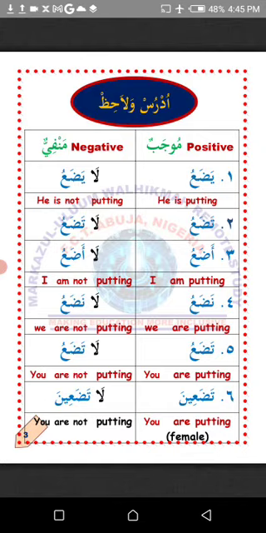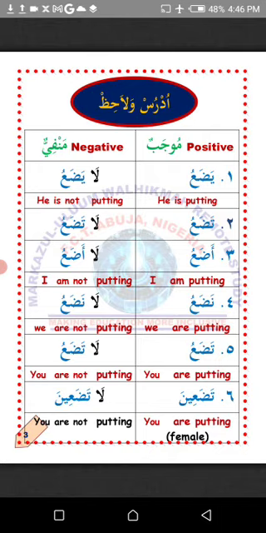Ithnan, number two, tadaw, she is putting or she puts. La tadaw, she doesn't put or she is not putting. Thalatha, number three, adaw, I put or I am putting. La adaw, I don't put or I am not putting.